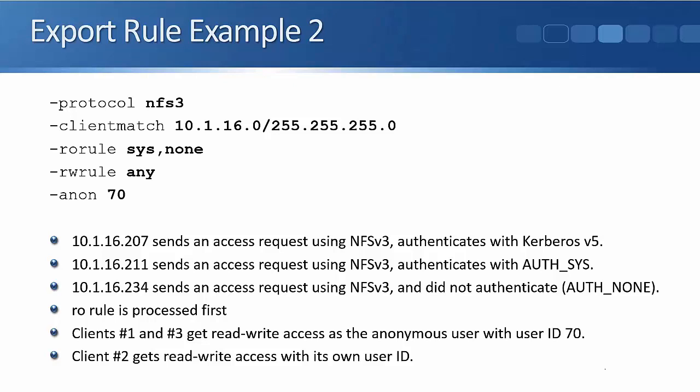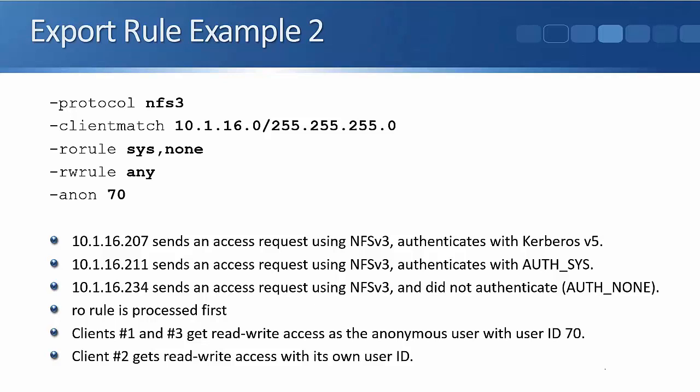As we covered earlier on, the read-only rule is processed first, then the read-write rule, and then the superuser rule if there is one. We don't have a superuser rule configured here. Clients number 1 and number 3 get read-write access as the anonymous user with user ID 70. Looking at our read-write rule, it says sys and none.